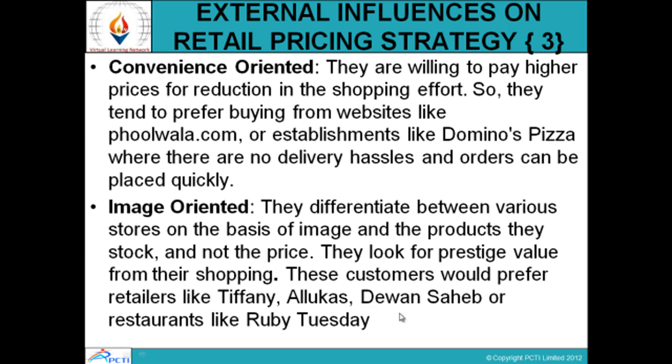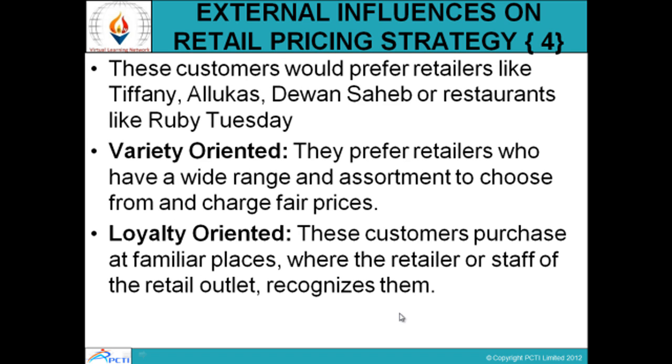Image oriented. They differentiate between various stores on the basis of image and the products they stock and not the price. They look for prestige value from their shopping. These customers would prefer retailers like Tiffany, Alucas, Dewan Sahib or restaurants like Ruby Tuesday. Variety oriented. They prefer retailers who have a wide range and assortment to choose from and charge fair prices. So people who prefer variety, who have a wide range and assortment to choose from.